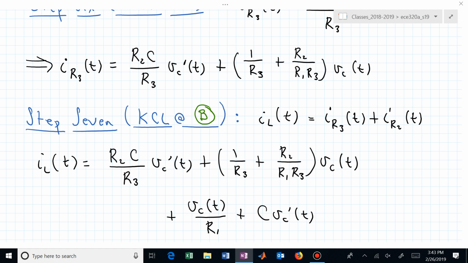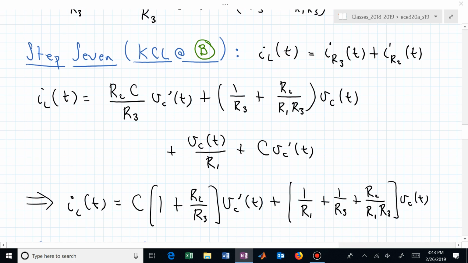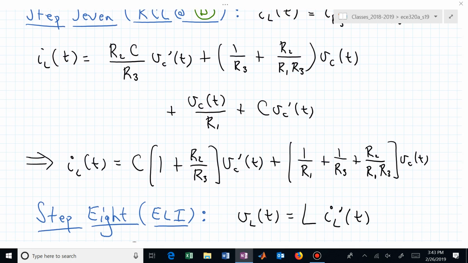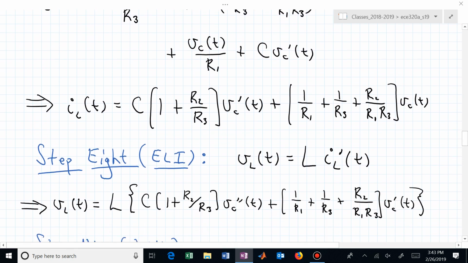That's it for now, isn't it? It's going to be v sub c double prime once we use ELI in step 8 to solve for v sub L, the voltage dropped across that inductor. That's L times the derivative of that equation right there for I sub L of t.